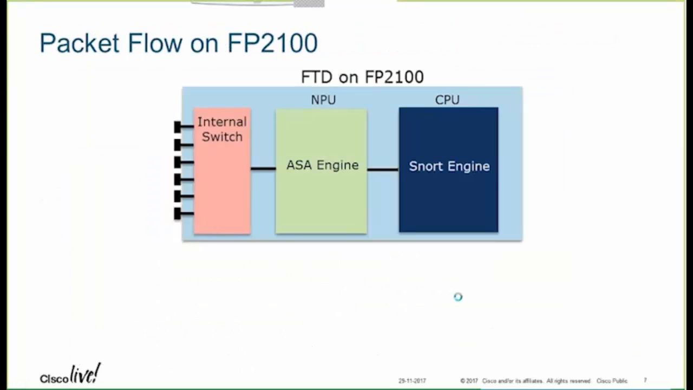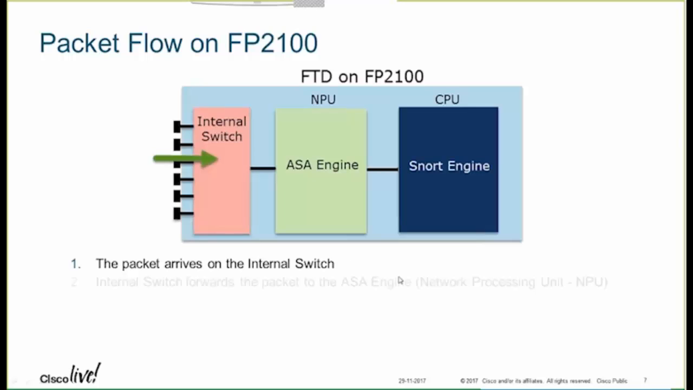This is the new 2100 series platform, and the architecture is almost similar, but in this case I have one internal uplink. So it starts off with the same thing. We have external interface ports here, and then we have an internal switch, and then the ASA engine runs on an NPU, and then we have the SNORT engine.